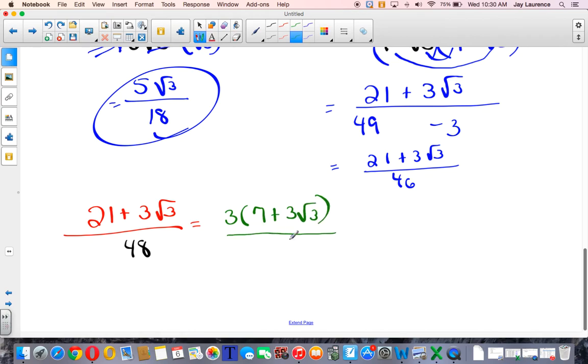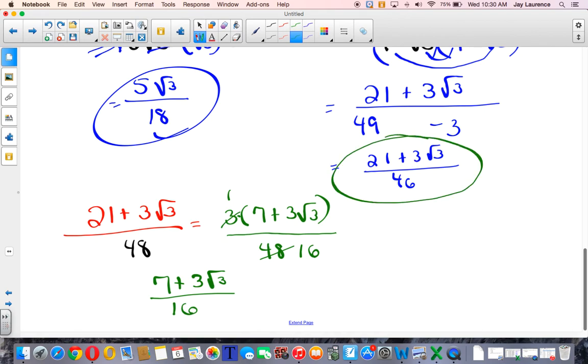Okay, and then I have a 48 here. This is multiplication. This is division. 3 could go into 3 once, go into there 16 times. So the best answer, if this were the right work, would be this. But here, I did get 46 correctly. Yeah, 3 is a GCF, but 3 does not go into 46 evenly. So this is the correct answer.